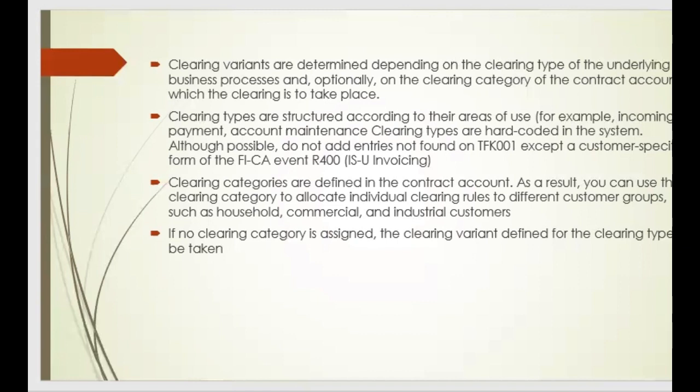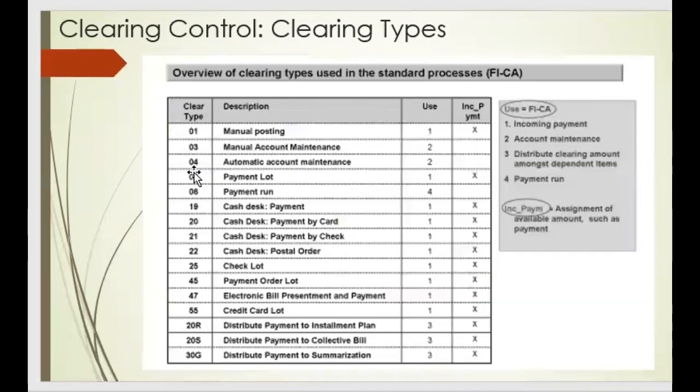As a result, you can use the clearing category to allocate individual clearing rules. Now, clearing types are different based on the different customers, and you configure them to clear the accounts. Then we have the clearing category, which we configure at the contract account level. When they combine, they create a kind of priority. So here you can see these are the clearing types, which are hard-coded.